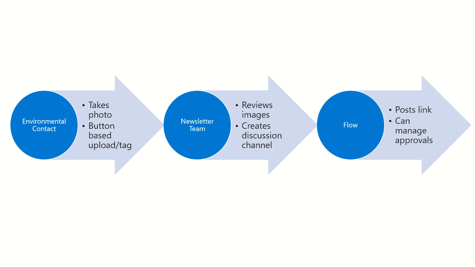If while looking at these images inside the app, they realize there could be a compliance issue, then they can press a button in Power Apps, which creates a new channel in Teams so that everyone can discuss the compliance threat. Once they decide everything's cool and ready to go, then they can remark that image as ready for the newsletter. Flow will actually post the link and handle any approvals that need to be handled as well directly from SharePoint where all the data is being held.